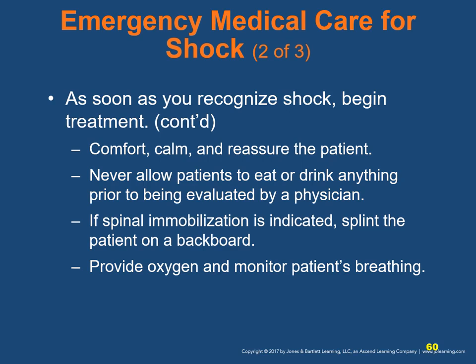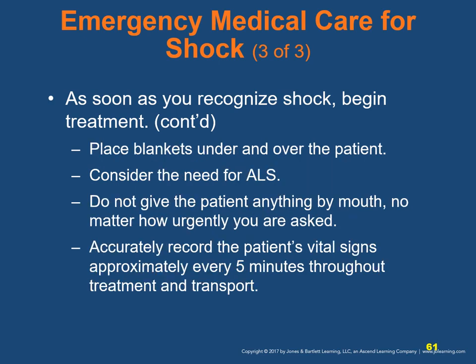Remember that inadequate ventilation may be a major factor in the development of shock. Always provide oxygen, assist with ventilations, use airway control adjuncts as needed, and continue to monitor the patient's breathing. To prevent the loss of body heat, place blankets under and over the patient, but try to help the patient maintain a normal body temperature. Transport the patient and treat additional injuries en route. Consider rendezvous with ALS if possible, and consider aeromedical transport.